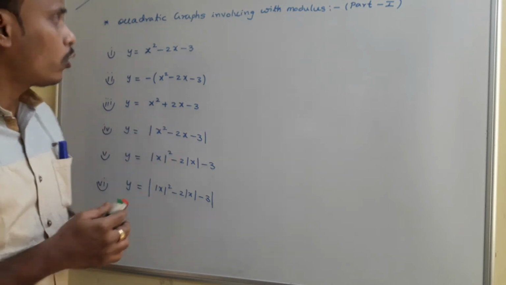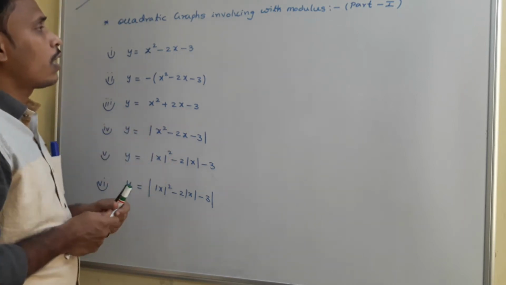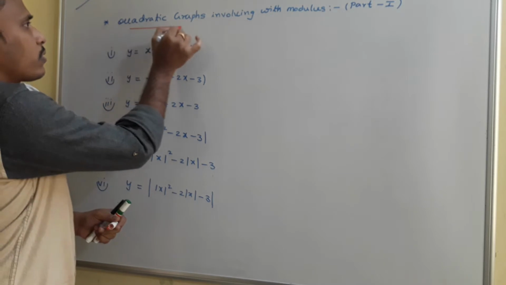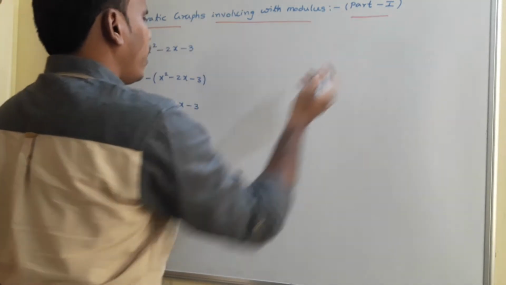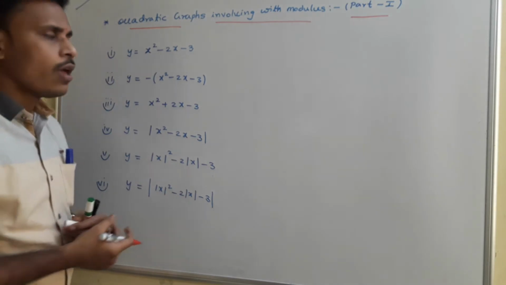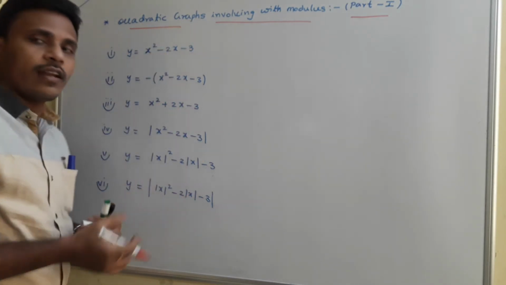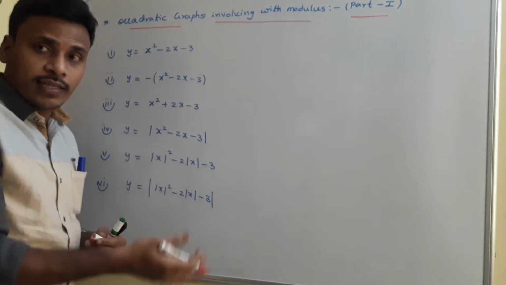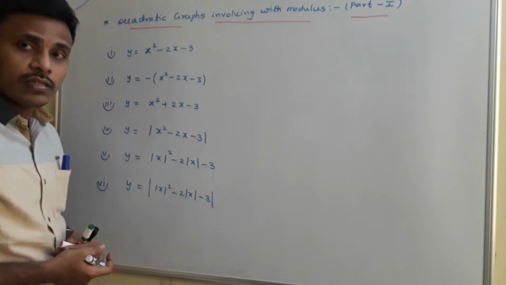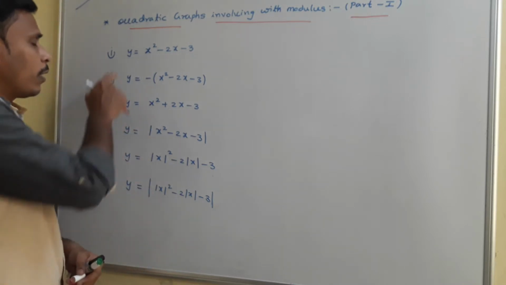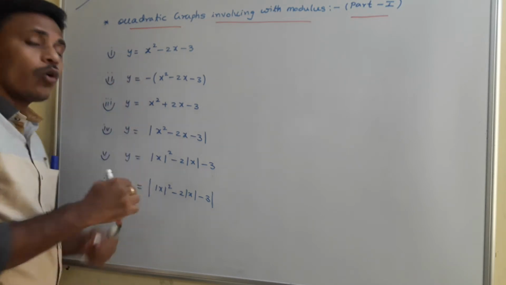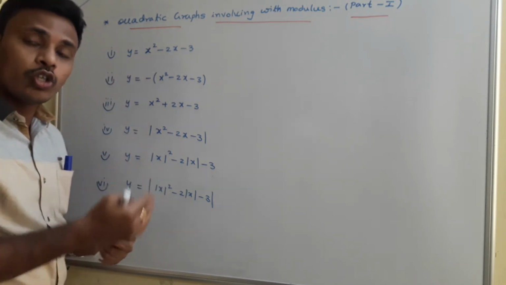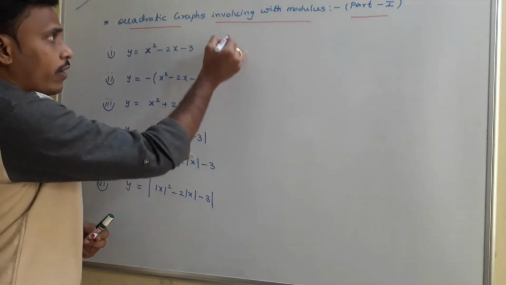So here we are going to discuss quadratic graphs involving modulus, and this is part 1. Why? Because here we are going to discuss the graphs of these expressions. In the next class we are going to discuss the graphs of the remaining ones, in the sense, if modulus is involved for this y, how the graphs will be. Those graphs we will discuss in the next class, right?